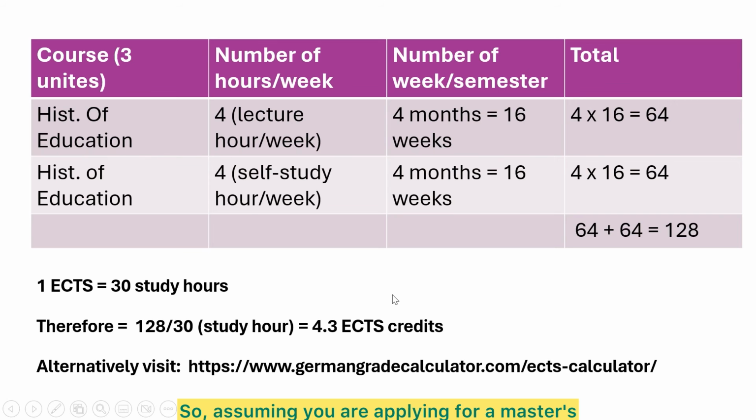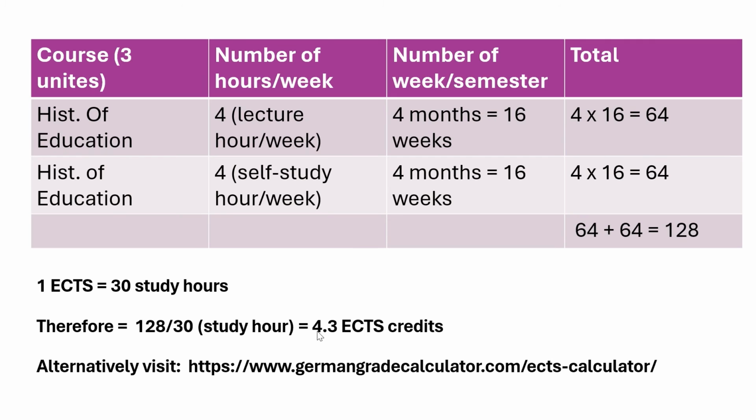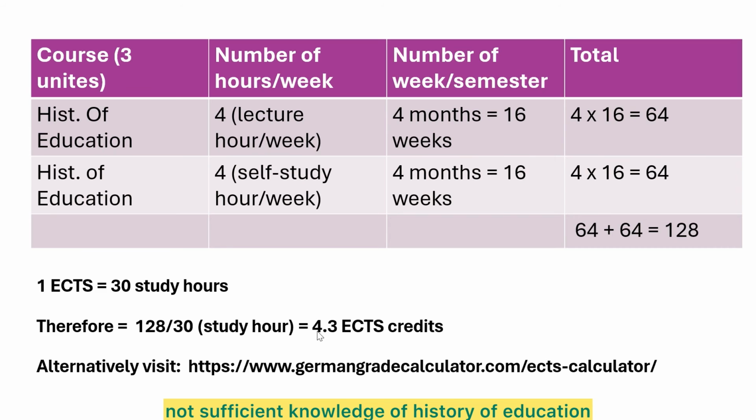So assuming you are applying for a master's degree in history of education, and during your bachelor degree you've done a course on history of education, you can see you already have 4.3 ECTS on history of education. Let's say, for instance, you do history of education 2, 3, 4. That's how you accumulate it. By this point, the admission team will be able to tell that this person has sufficient study hours, both self-study and lecture per week. You have sufficient knowledge of history of education. That is what it means in essence.